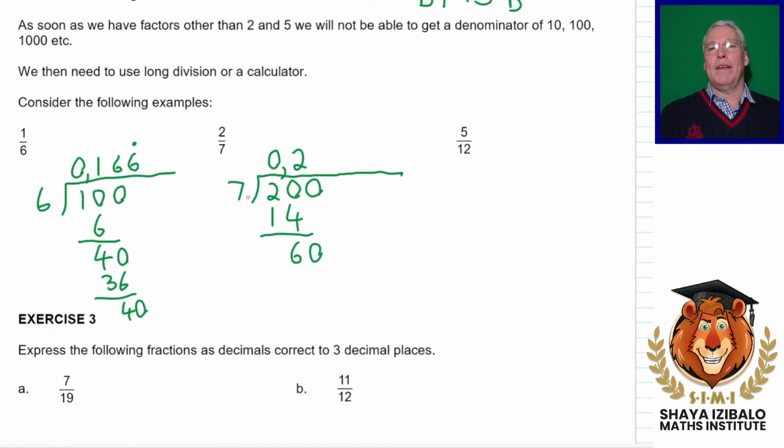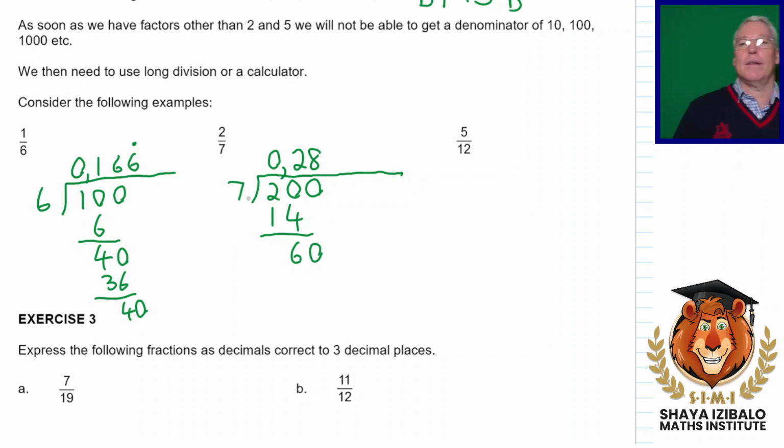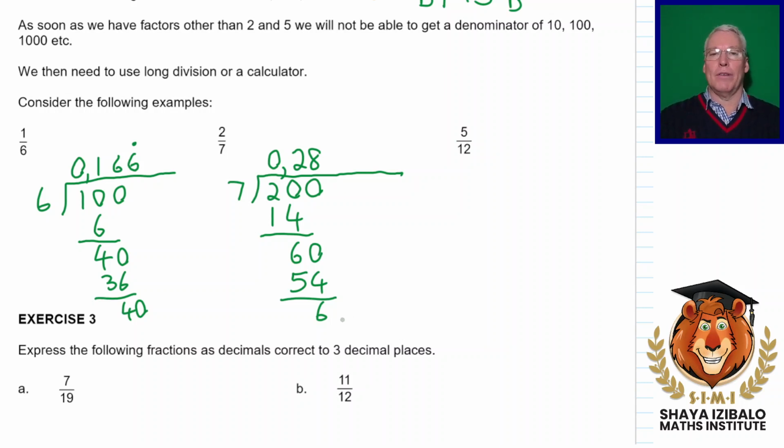All right, now 7 goes into 60 8 times. 7 lots of 8 is 56. Now 8 times 7 is 56, so we go like that, and then we subtract. That's the multiply step, subtract. We get 6. 7 doesn't go into 6, so we bring down. 7 goes into 60.